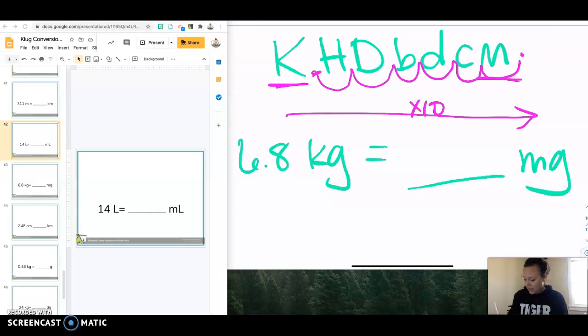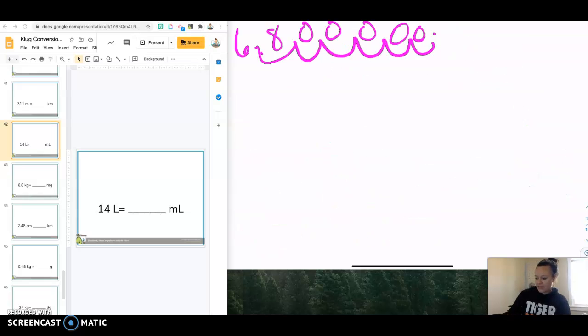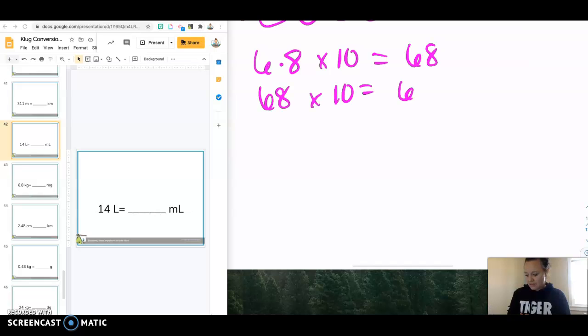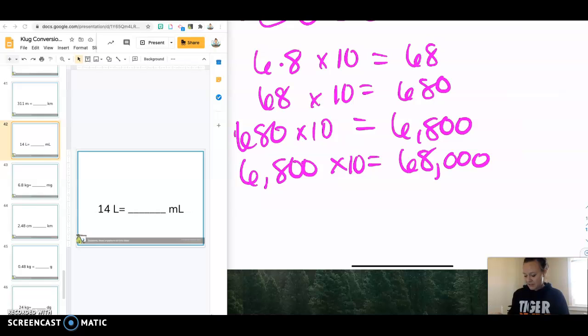All right, so if I do that, I move the decimal 1, 2, 3, 4, 5, 6. If I do it by multiplying by 10, 6 times: 6.8 times 10 gives me 68. 68 times 10 is 680. 680 times 10 is 6,800. 6,800 times 10... How many times am I doing it? 6 times.